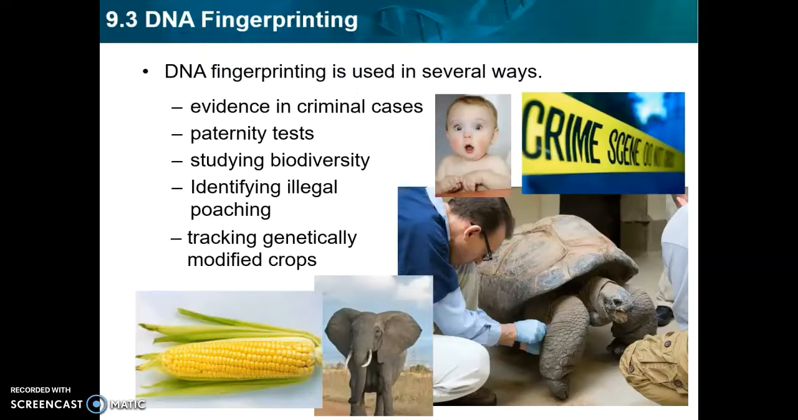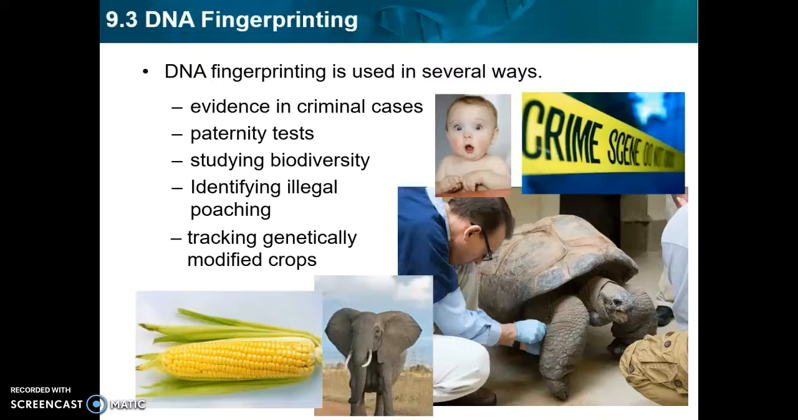Some examples of how we use DNA fingerprinting. We've talked about criminal cases and paternity testing. Also biodiversity. Biodiversity would be the diversity of gene sequences in a population. Particularly if you're studying endangered species, you want to make sure that there's still some diversity left in that population.